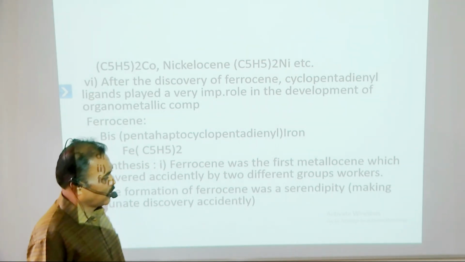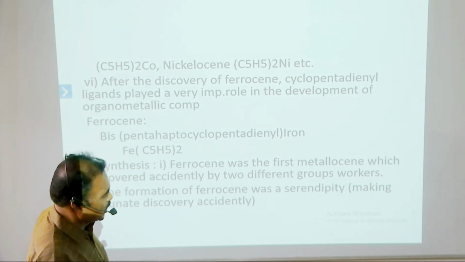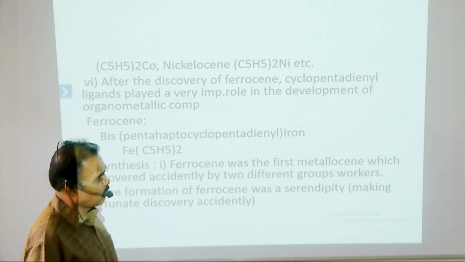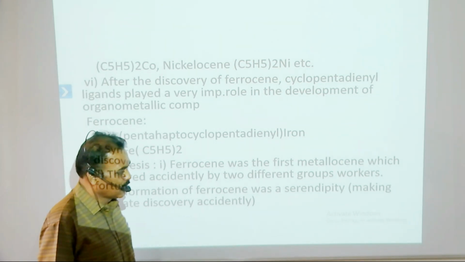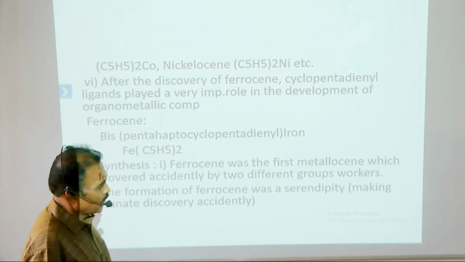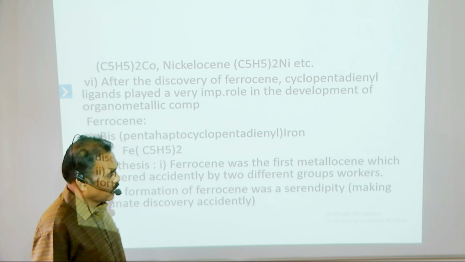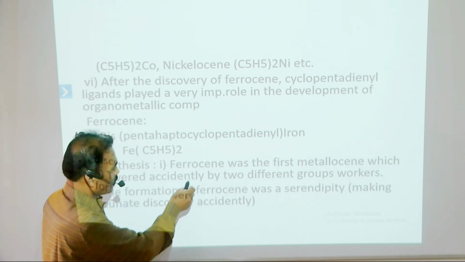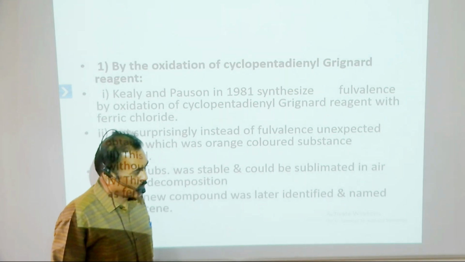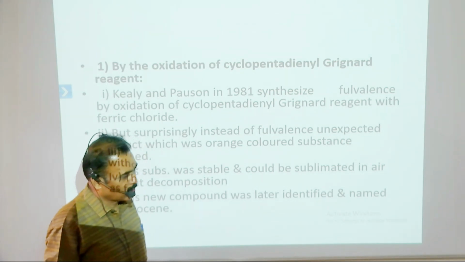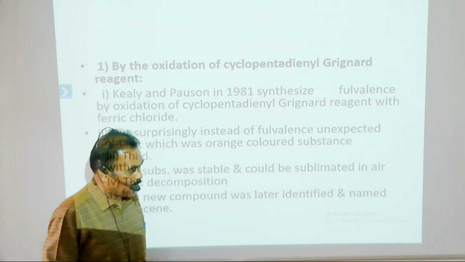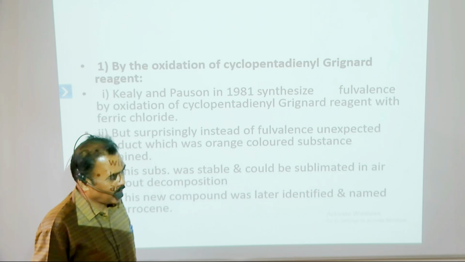Then synthesis of ferrocene. Ferrocene was the first metallocene, discovered accidentally by two different groups of workers. The formation of ferrocene was serendipitous, a fortunate discovery made accidentally. The first method of preparation of ferrocene is by the oxidation of cyclopentadienyl Grignard reagent. So this ferrocene was prepared by the oxidation of cyclopentadienyl Grignard reagent.